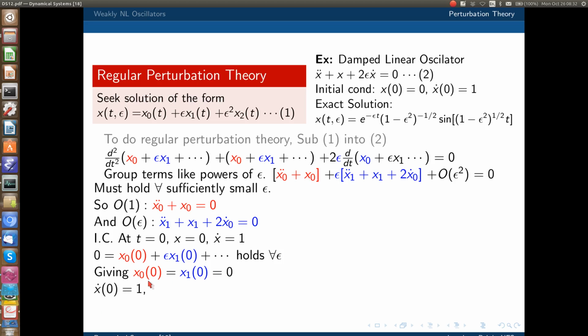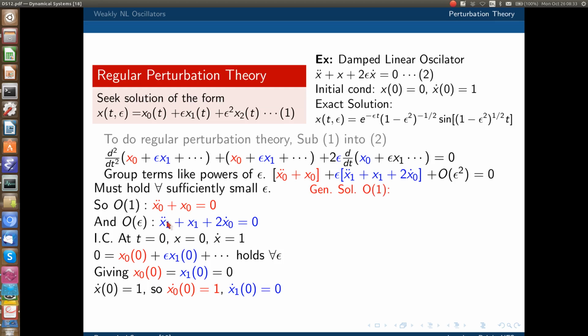Okay, the second initial condition on the x dot term is equal to 1. What you do is the same thing. You take this assumption up at the top, you take its derivative, and then you set it equal to 1, and you do the same argument, look at the terms in epsilon, and you have that x0 dot of 0 is equal to 1, and x1 dot of 0 is equal to 0. So you now have both the x and the x dot values of both of the equations that you're trying to solve over here.